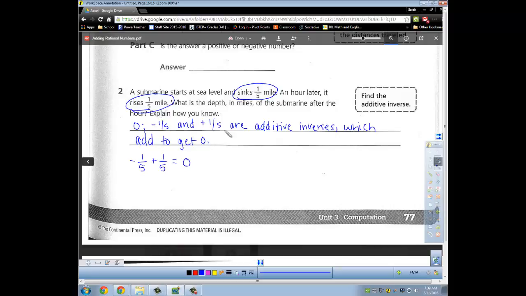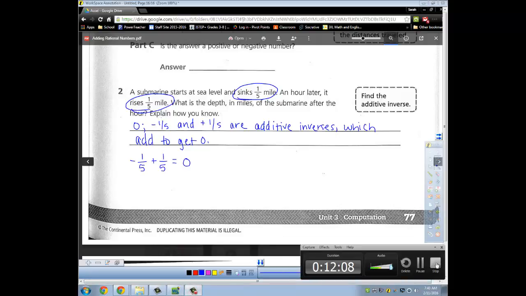Okay, so we are done with the ones that we do together. So now you're going to do pages 78 through 80 on your own. Please let me know if you have any questions, and when you are done, you can put it back where it goes in the classroom.